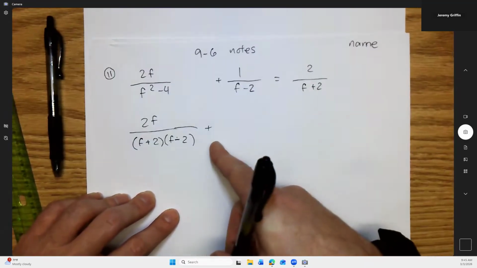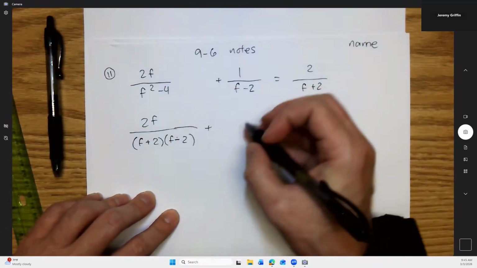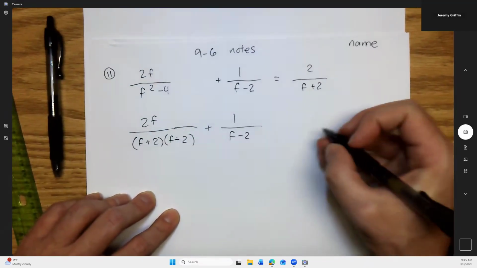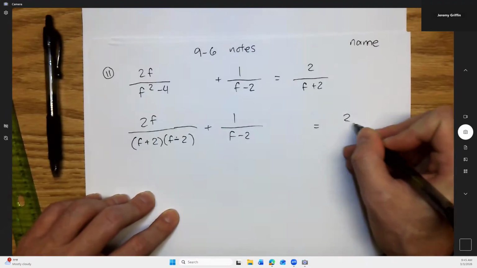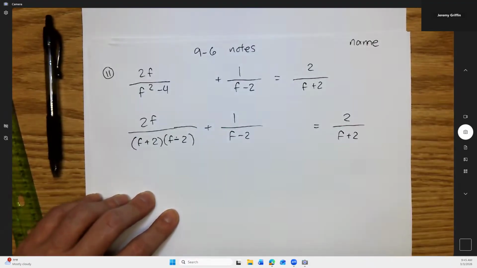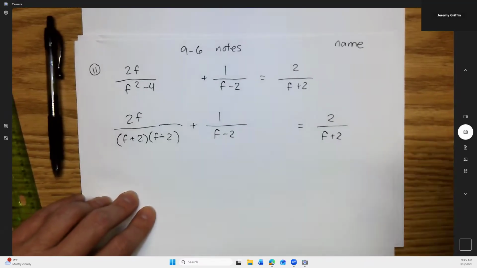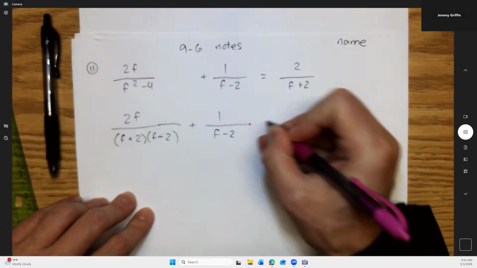Actually, sorry, you don't need to space out the first fraction. You need to space out the second fraction. That's 1 over f minus 2. Leave the space right here. And then 2 over f plus 2. There we go, that was better. So you wrote it just like that? As long as you have those spaces there, you have space to put the common denominator.